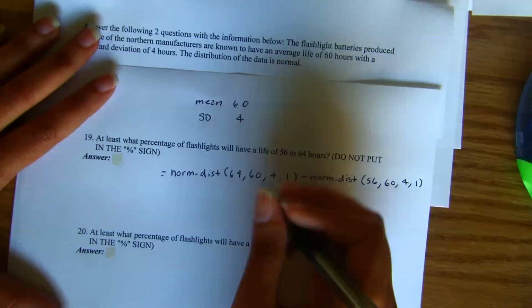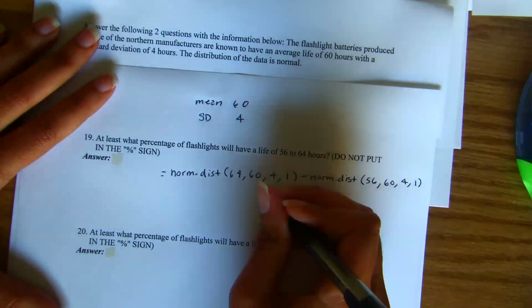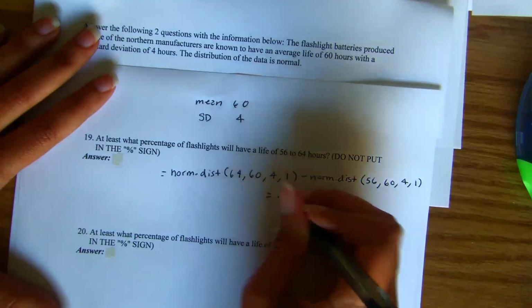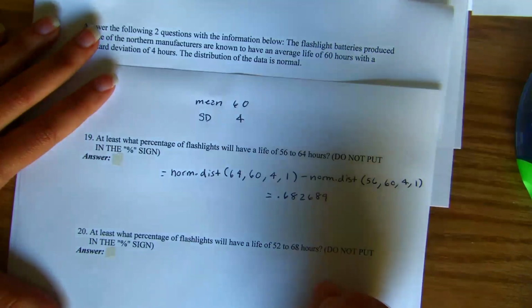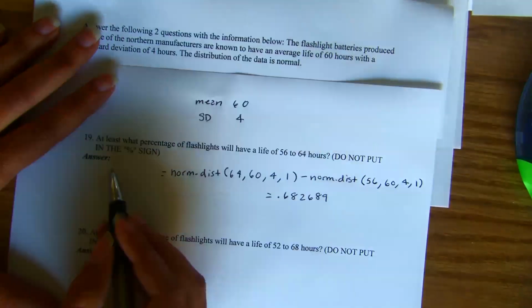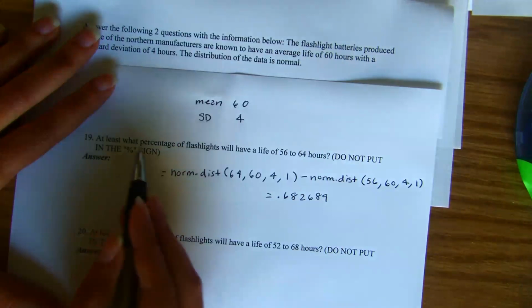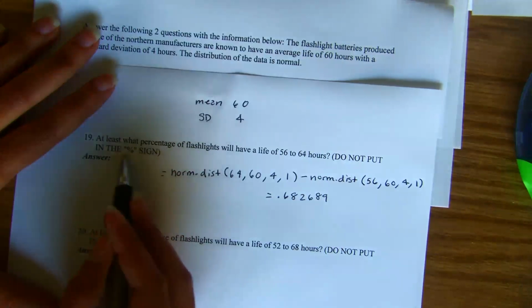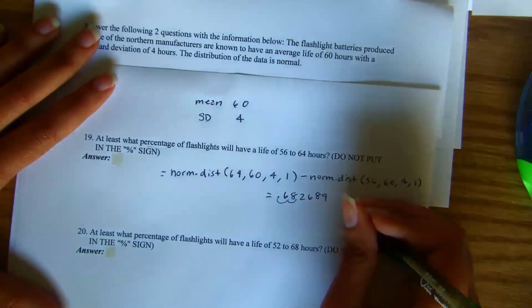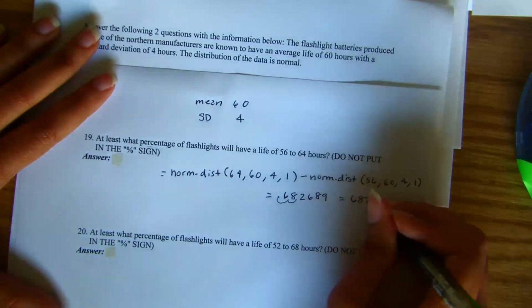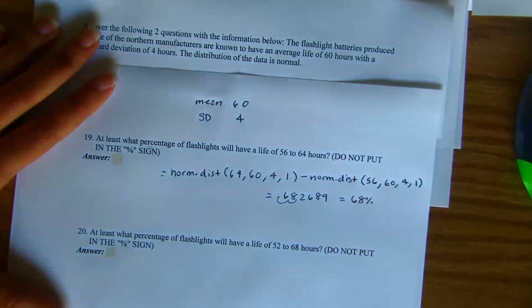And when you do this, you're going to get 0.682689. Since they want the answer as a percent, but they don't want you to use the percent sign in the answer, what you're going to do is just move the decimal over. That's going to be about 68%. That's one way to do it.